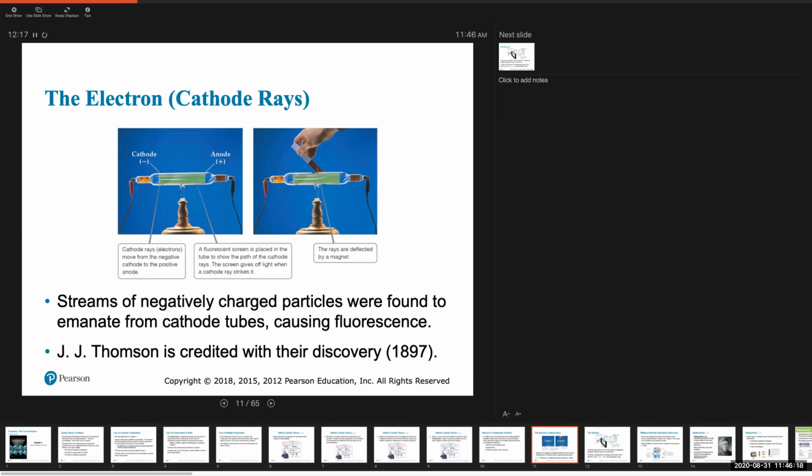And what turns out to be electrons, or cathode rays, that are generated, they interact with that screen, and that's where you see the kind of streaks of light in there. So this was the setup that he did.